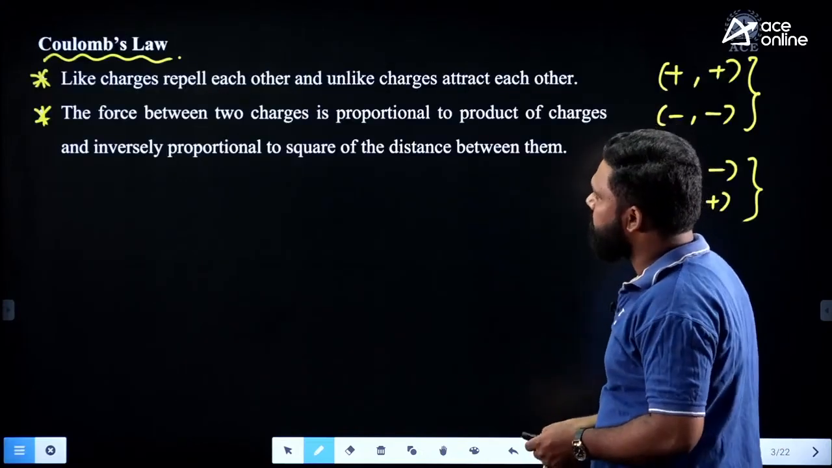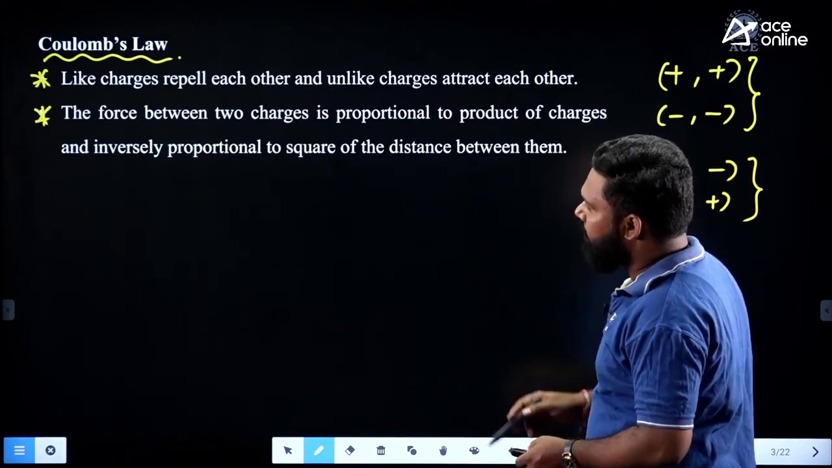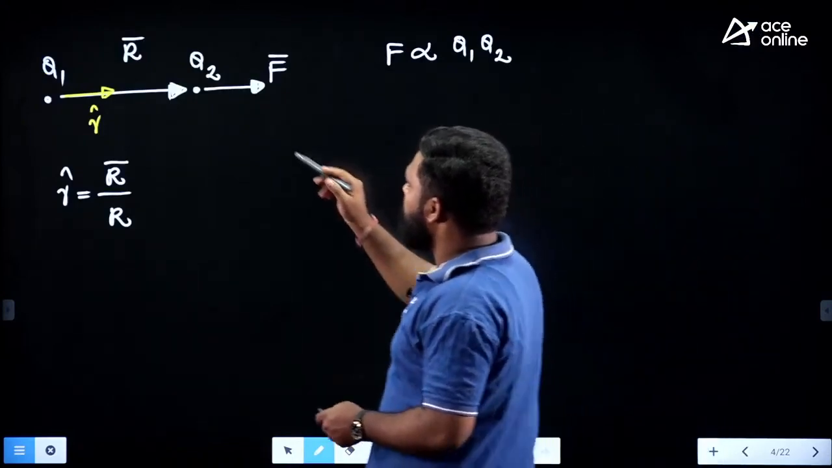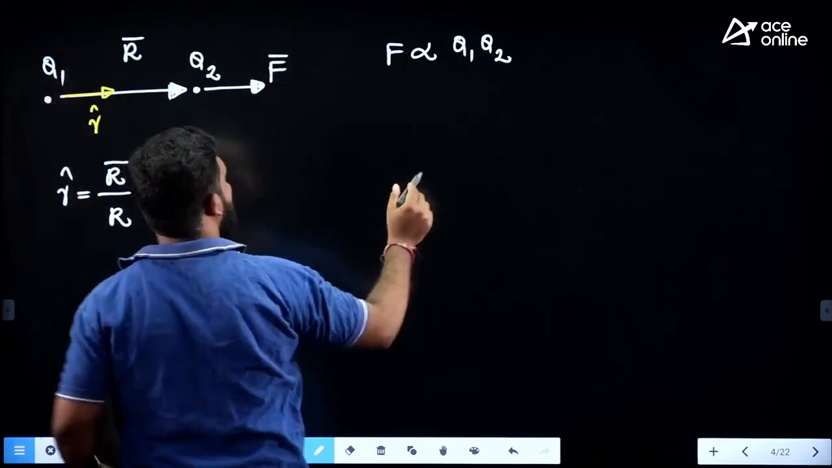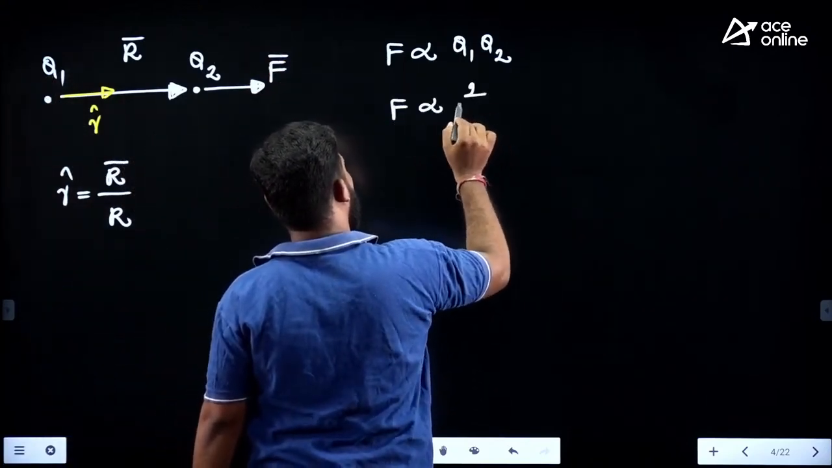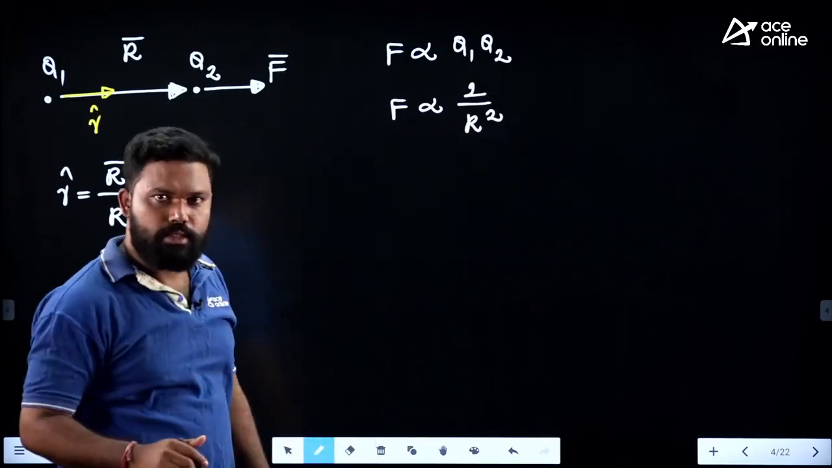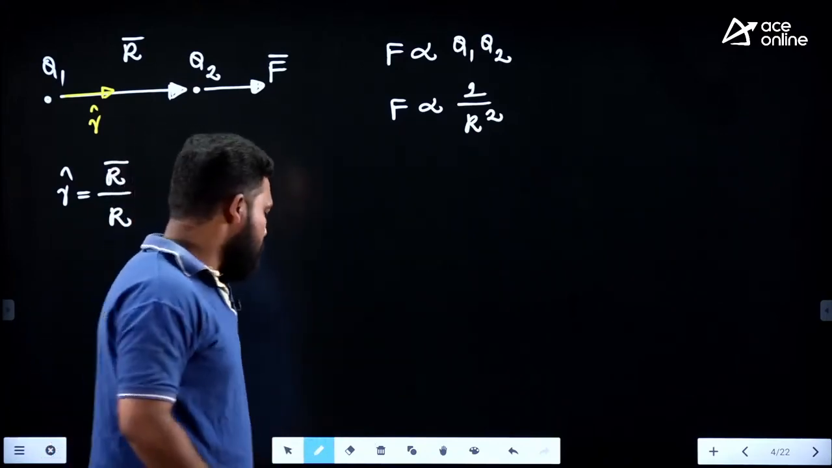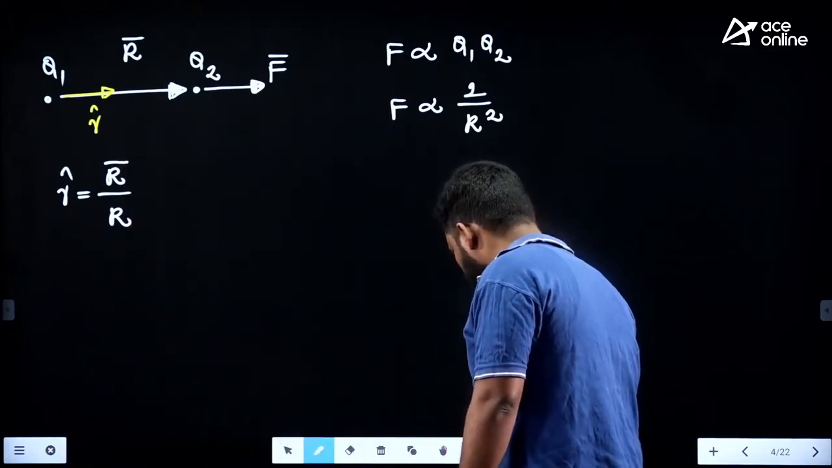And what is the other statement? The force between two charges is proportional to the product of the charges and is inversely proportional to the square of the distance between them. So if I increase the distance between these two charges, the force between them decreases. So force is proportional to 1 by r square. It is an experimental result. If I increase the distance, the force between the two charges decreases. Is that clear?